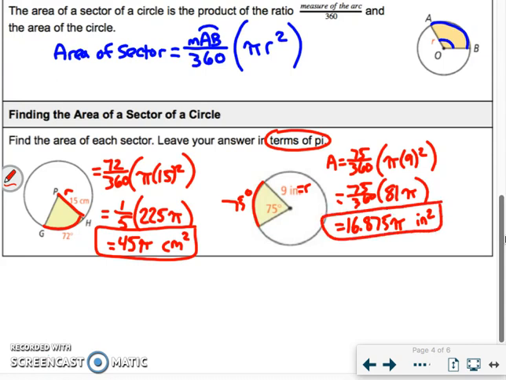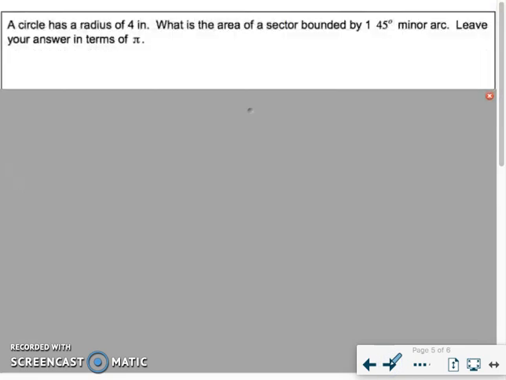So the area of a sector, that's really what we're looking to do. What is the amount of degrees of the arc of the sector? And then multiply that by the area, divided by 360. All right, so moving on, let's try one more.